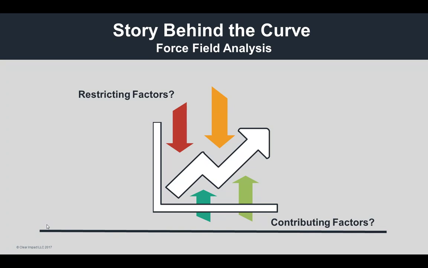To understand the story behind the curve, let's look at any restricting and contributing factors. Can we isolate or identify what is influencing our trend line slope? This can really be thought of as a force field analysis that will help us understand the factors that influence our situation in terms of pushing us toward or away from our goal.